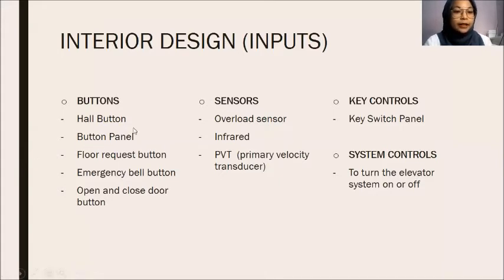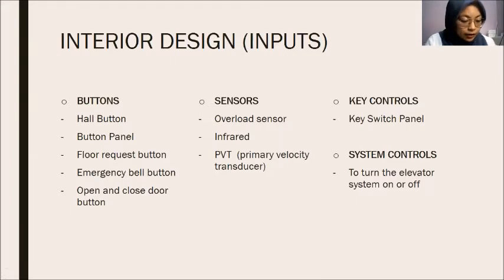Second, button panel. The button panel is located in the interior of each car. The controller interacts with the button, receiving a press signal indicating which button was pressed. Third, floor request button. The controller interacts with this button, receiving a press signal indicating the desired floor number. The fourth one is the emergency bell button.